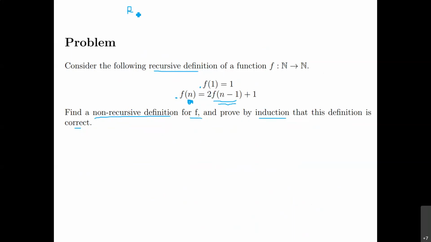We know that f of 1 is 1 because it's given. What about f of 2? It's 2 times f of 1 plus 1, which is 3. Okay, keep going. It's still not clear. F of 3 is 2 times f of 2. Sorry, it's not f power 2 or f power 1. It's just f of 1, f of 2 plus 1. So 2 times 3 plus 1, that's a 7.